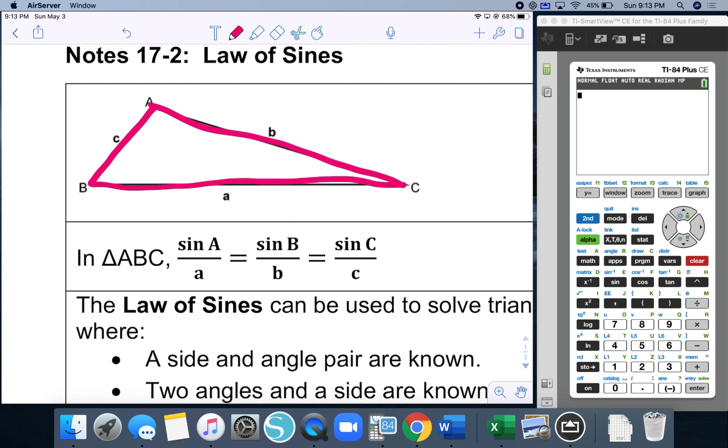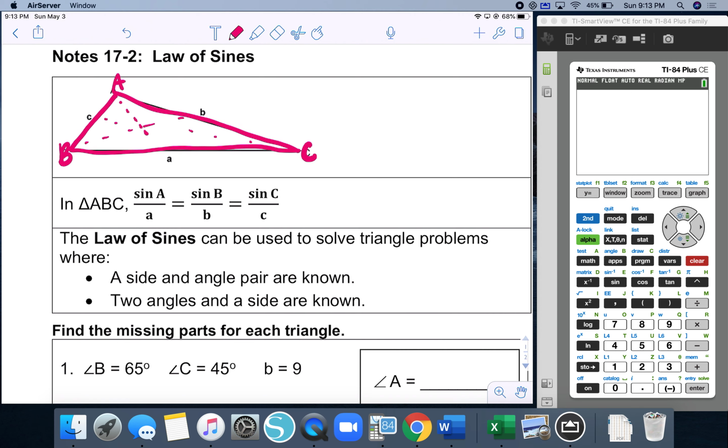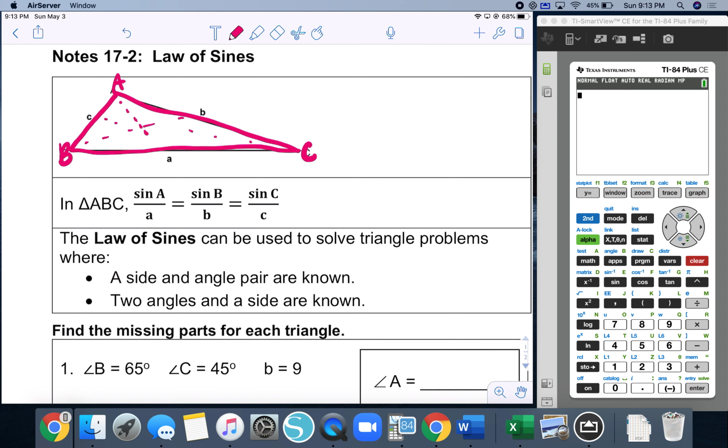Remember that capital letters, ABC, are angles, and the lowercase letters are the side lengths across from those angles. So for this triangle, triangle ABC, we have the law of sines. The law of sines says the sine of an angle is proportional to the side in the same way that the sines of all of the angles are proportional to all of the sides.